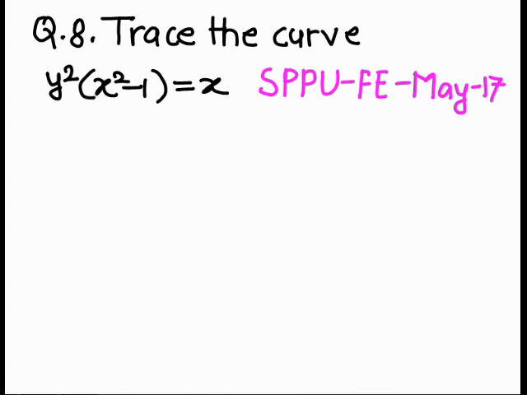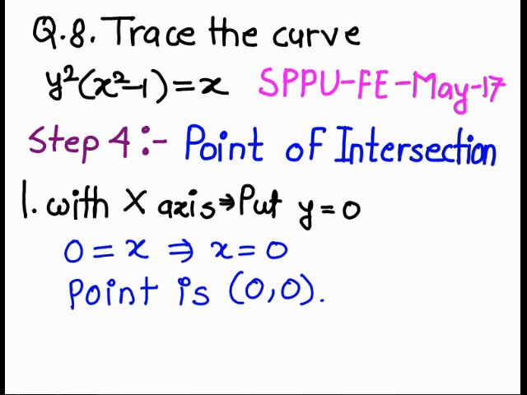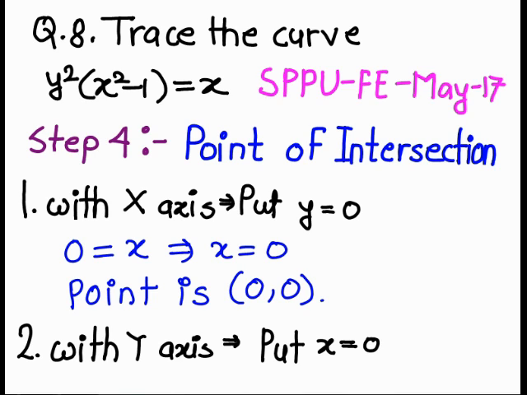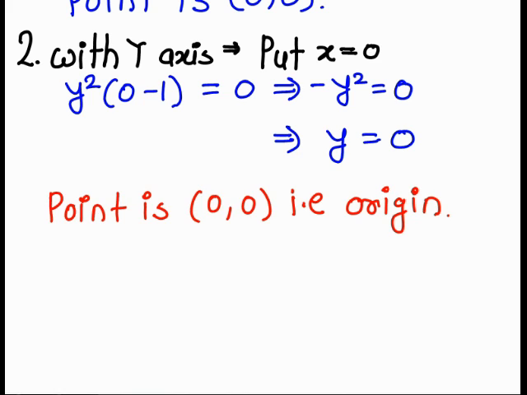Let's take one more example. Trace the curve y square (x square minus 1) is equal to x. This question was asked in First Year Engineering May 17 in SPPU University. For the point of intersection with the x-axis, we put y equal to 0, we get x is equal to 0. So the point is (0, 0). With the y-axis, we put x is equal to 0, we get y equal to 0. So we get only (0, 0), the origin.